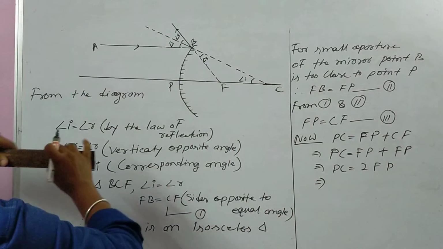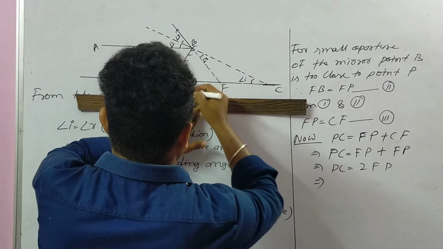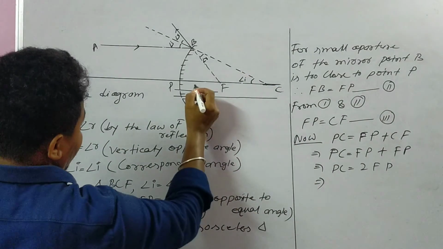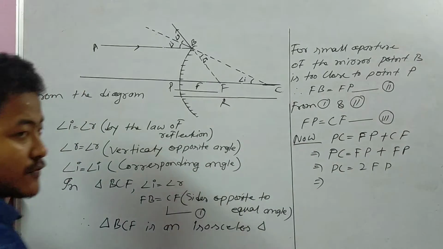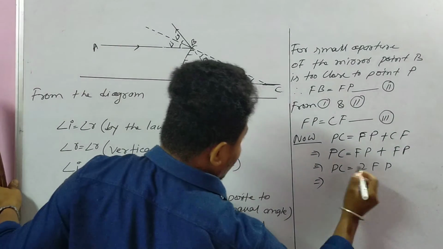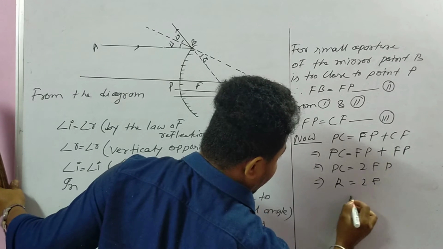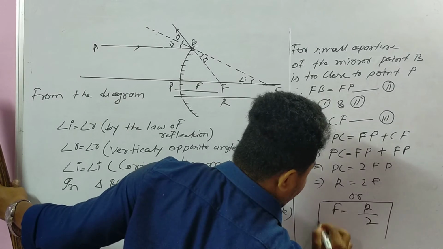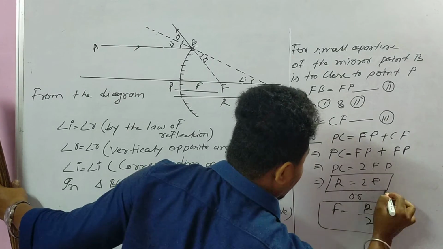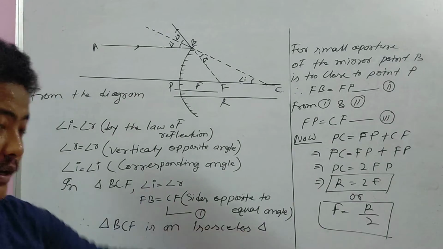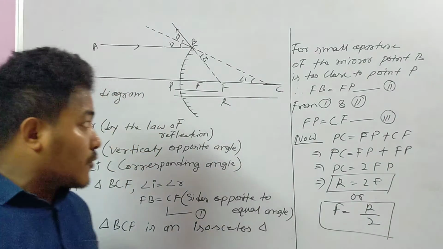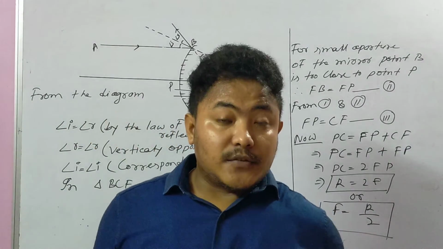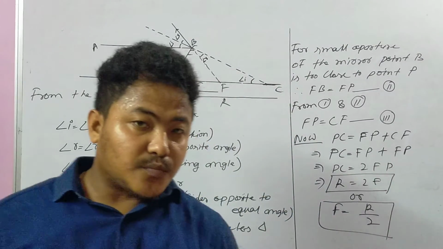As I told you, what is PC here? In this case, PC is going to be R and PF is going to be small f, the radius of curvature and focal length, both positive. So R is equal to 2f, or f is equal to R by 2. So this is the relation between radius of curvature and focal length for convex mirror. I think these two topics are cleared: relation between radius of curvature and focal length for concave mirror and for convex mirror. Thank you so much.